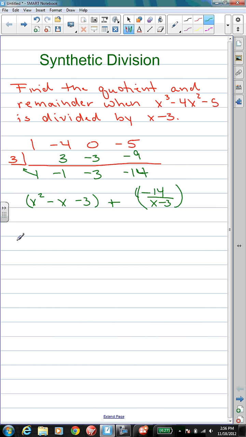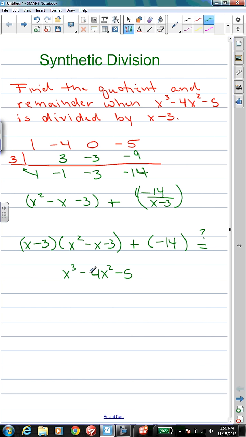What I really have, if I were to write this out as a check, would be the divisor, which was x minus 3, times my quotient plus my remainder should equal what I started with. So my divisor, which was x minus 3, times my quotient, which was x squared minus x minus 3, plus my remainder, which was a negative 14. This should equal what I started with, which is x cubed minus 4x squared minus 5.